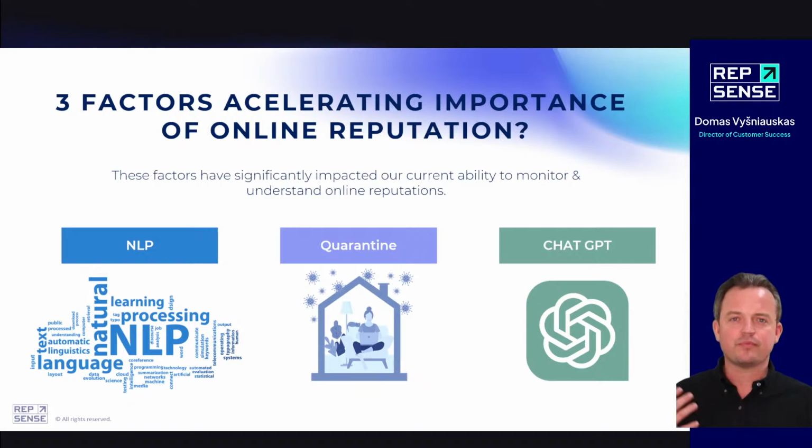With the advancement of NLP, it has become easier for us to analyze online content as well, and also to understand its meaning. NLP made it possible to develop sophisticated algorithms that can identify and categorize online content with very high accuracy. Algorithms like the ones Repsense is using analyze content that people search about brands and companies online. And the second factor was quarantine.